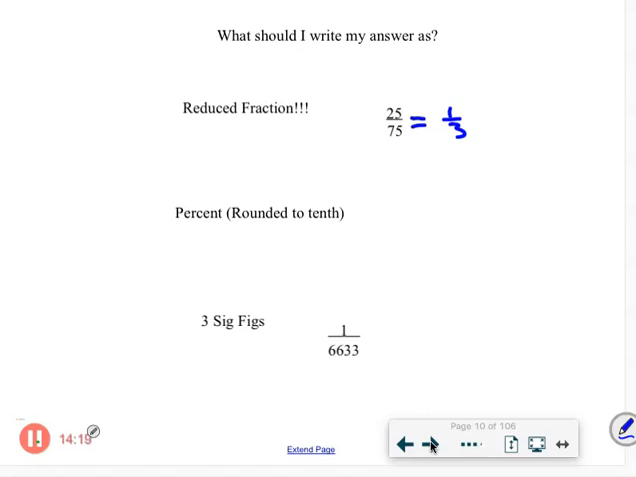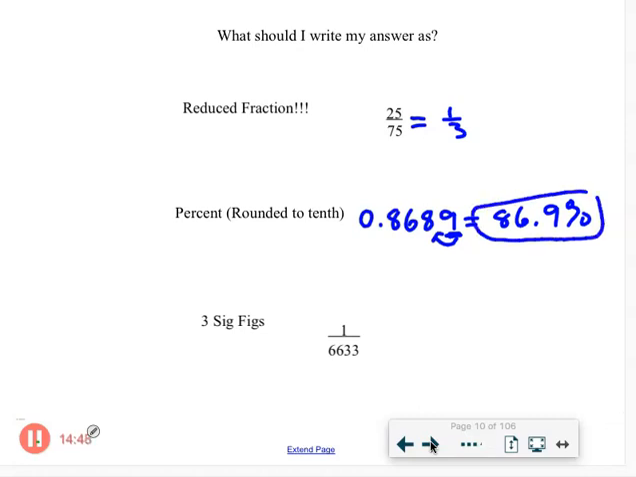If it's a percent, then we want it rounded to the 10th of a percent. So if we have like 0.8689, okay, that would be a decimal, right? So 0.8689 would round to 86 since this number is bigger than 5, it's going to round up that digit. We would call that 86.9%. If you get small numbers with lots of zeros before your first digit, we call those significant figures.